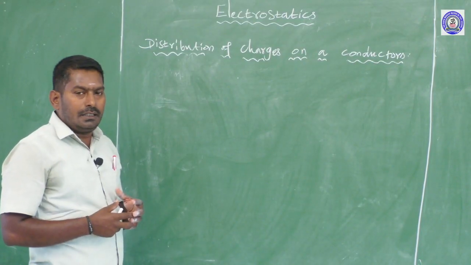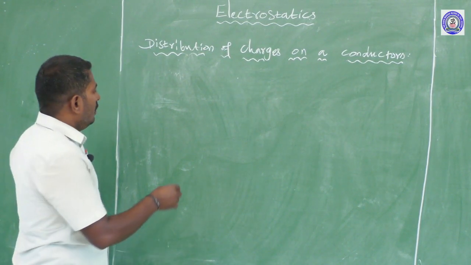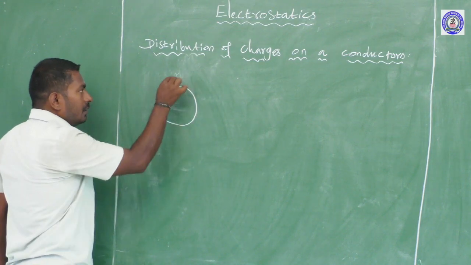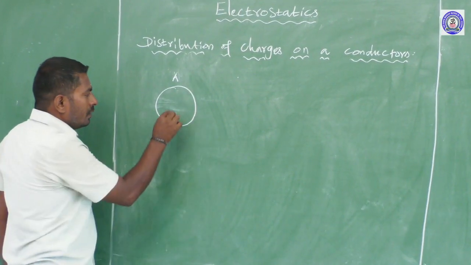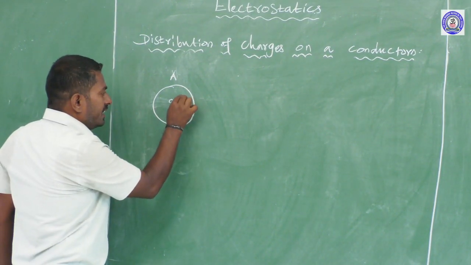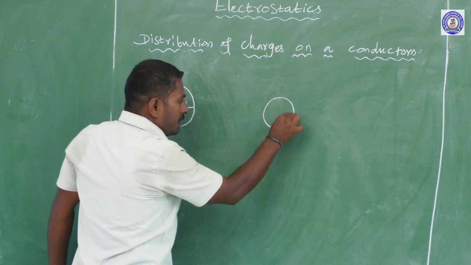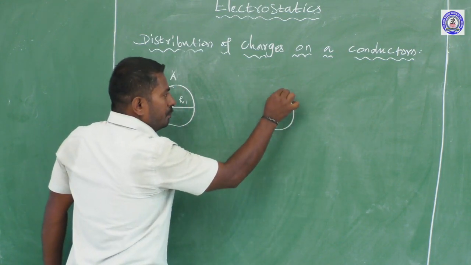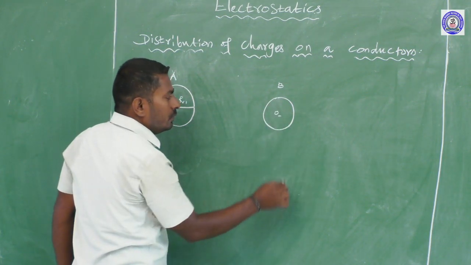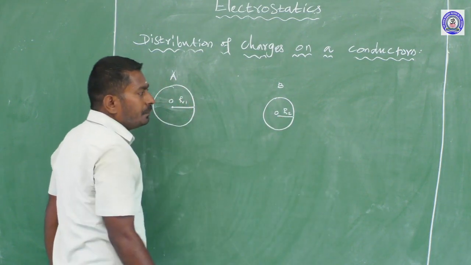We compare two charged metallic spheres. First one, metallic sphere A, center of the sphere O, radius of the metallic sphere R1. Another metallic sphere B, center of the metallic sphere point O, radius of the metallic sphere R2.